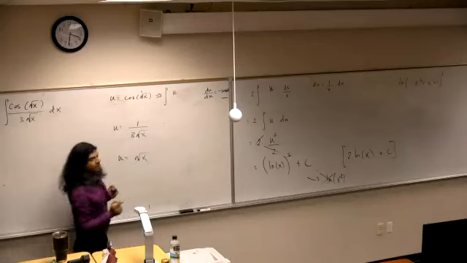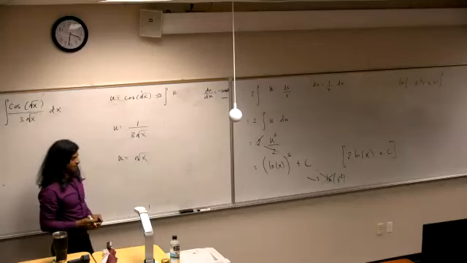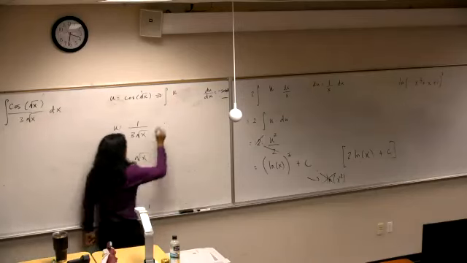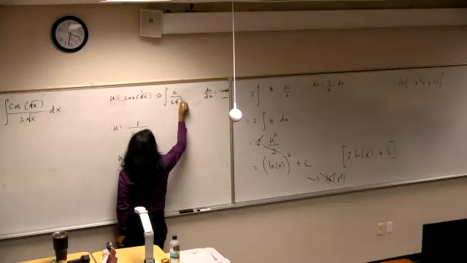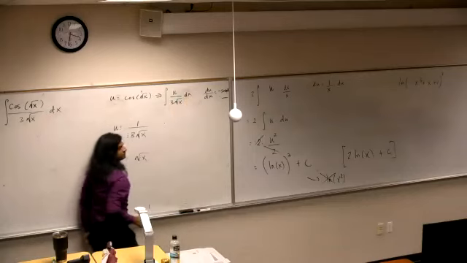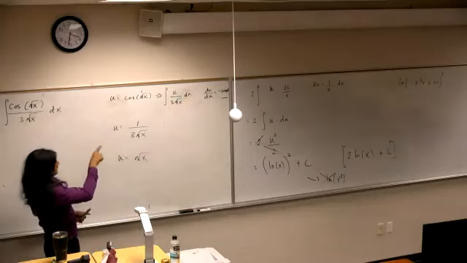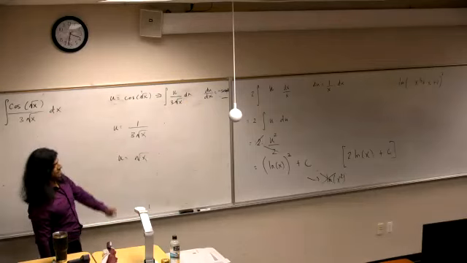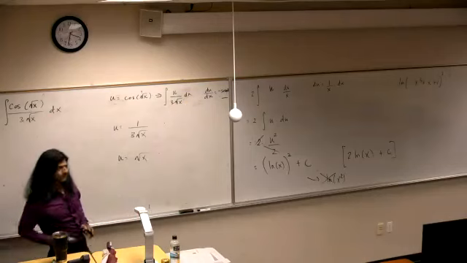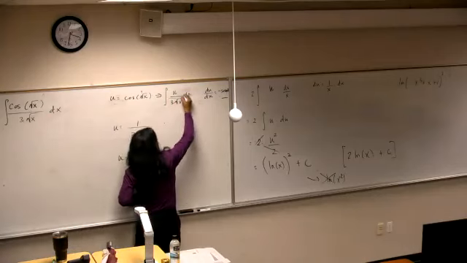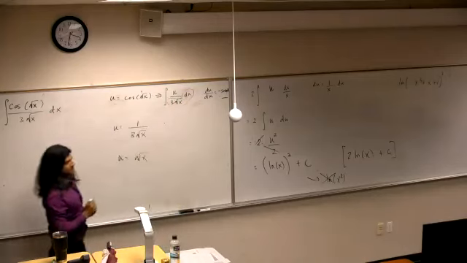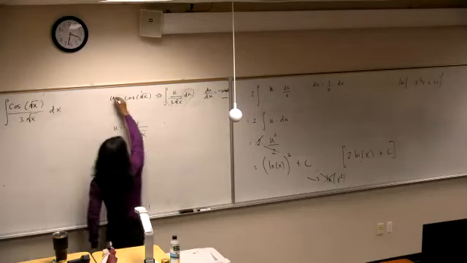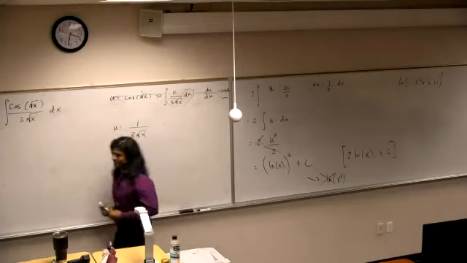So I picked u to be cosine root x. So u, divided by 3 root x dx. That entire bit needs to show up in my derivative. Agreed. Does this show up in my derivative? Yes or no? It doesn't. So that can't be it.